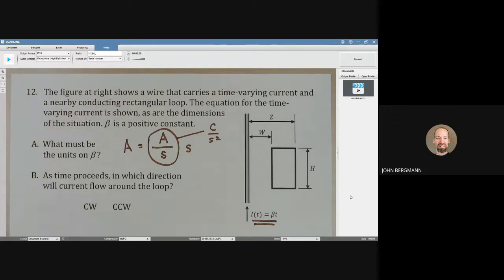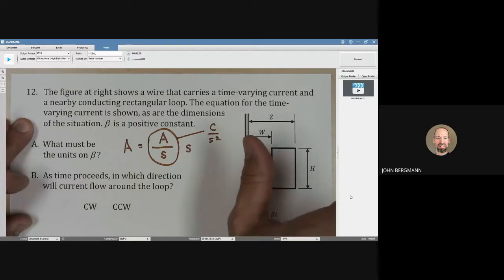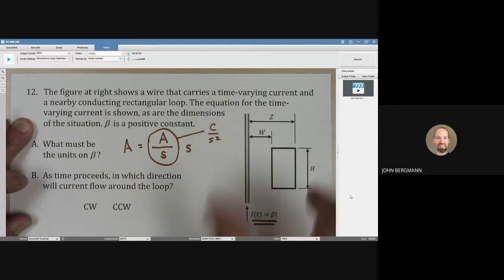As time proceeds, in which direction will current flow around the loop? We can tell by the equation that the current is increasing with time, which means that the magnetic field around the wire will be increasing with time. And on this side of the wire, according to the right hand rule, where your thumb points in the direction of the current, your fingers are going to point into the page.